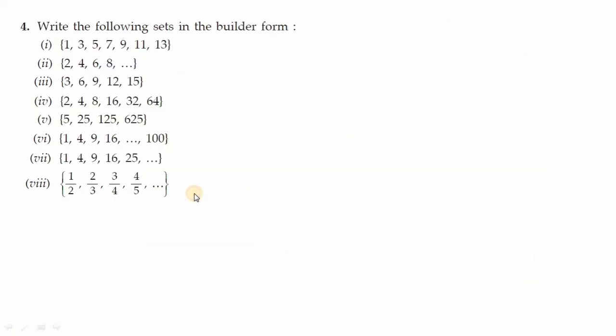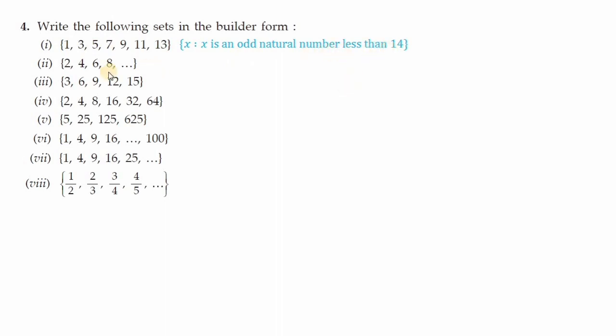Now let's take another question. The question says, write the following sets in set builder form. In such questions, as I said earlier, you have to look for some pattern. So what kind of pattern do you see here? We see that all are odd numbers in between 1 and 13. So this in set builder form can be written as the set with element x such that x is an odd natural number less than 14.